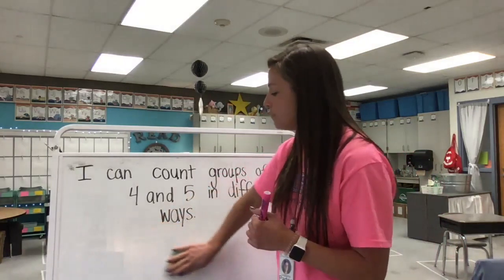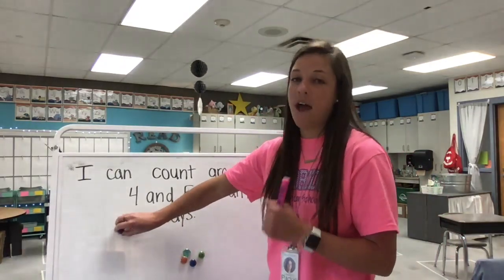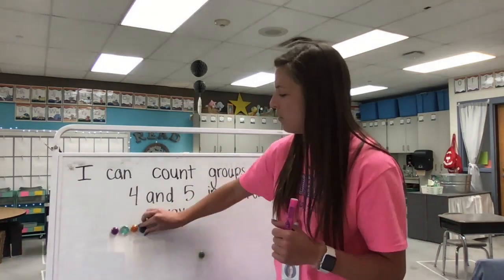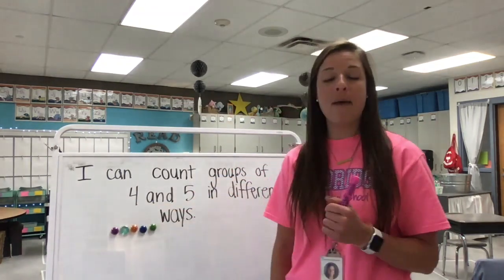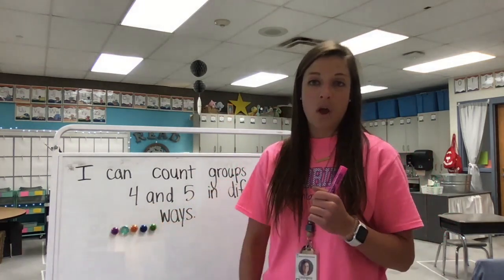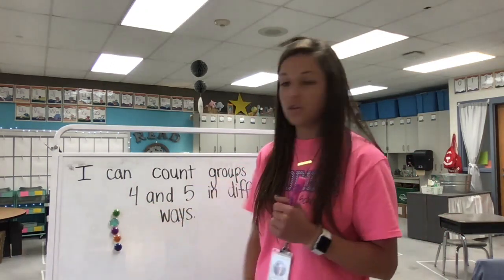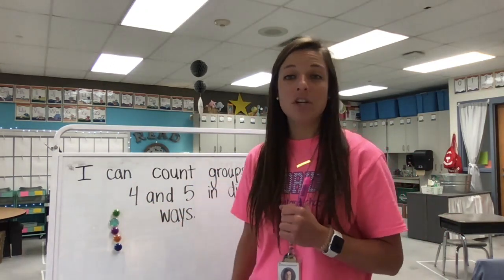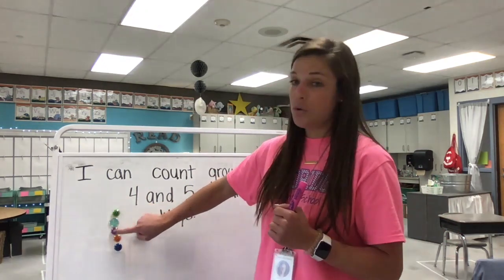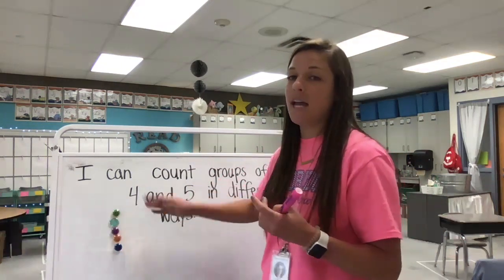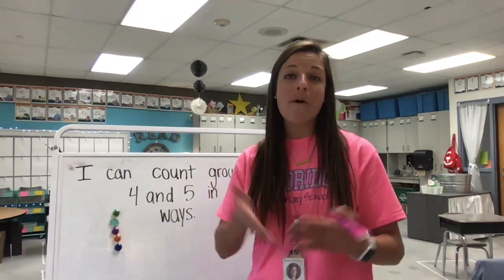So for example, right here, let's count how many magnets I have. Ready? 1, 2, 3, 4, 5. I have 5 magnets. They're all in one row. I can also turn them this way, straight up and down. Let's count to see if there are still 5. 1, 2, 3, 4, 5. So I see that if they're laying sideways or straight up and down, there are still 5 magnets. That is what we're going to practice doing today with the numbers 4 and 5.